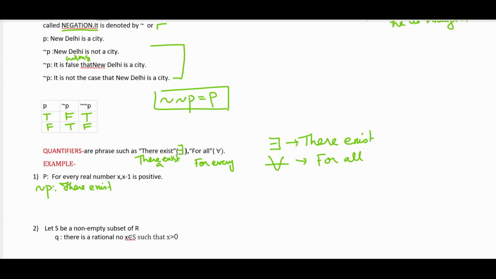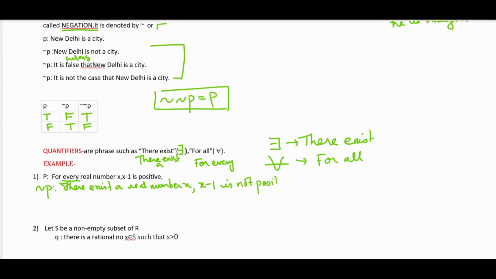That means this is the negation of for every. There exists a real number x. So the first component is negated here. Now the second statement is x minus 1 is positive. The negation of x minus 1 is positive is x minus 1 is not positive.